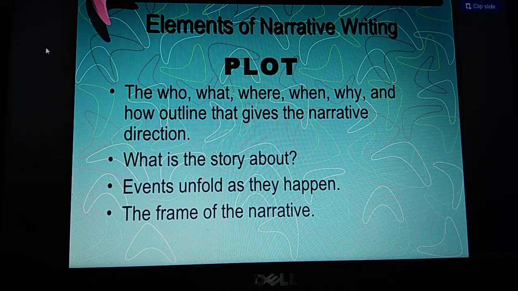That is, who, your character, who was there, what happened, where did it happen, when did it happen, why did it happen, and how did the story take place. This is what your narrative or your story is based on. What is the story about? You have to give details. You have to let the reader know what your story is going to be about. What is the main idea?